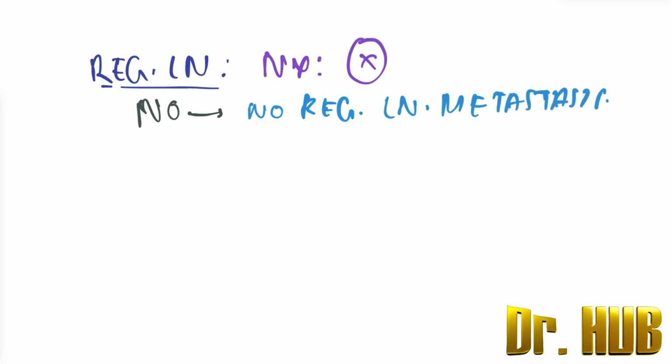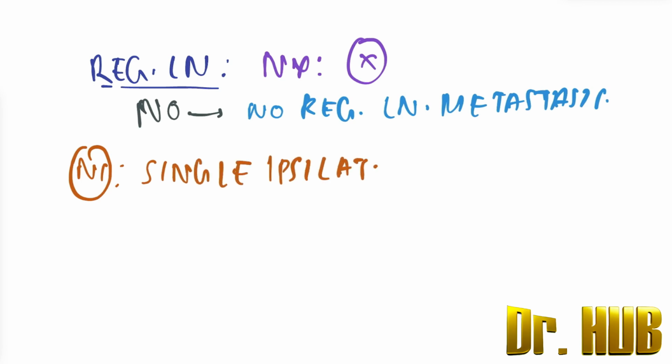And then we have N1. N1 means there is a single ipsilateral lymph node, and it is less than or equal to 3 centimeters. Also there is the extranodal extension, which we write as ENE. This is negative.